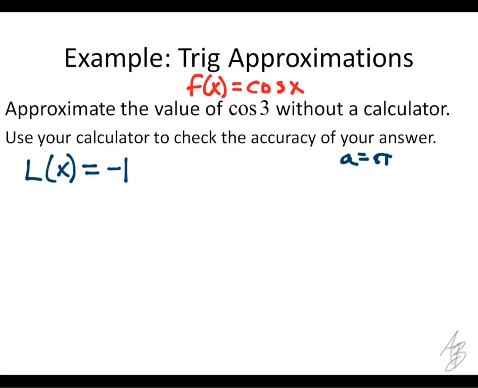Yes? How do we know what a is? We just picked an a value that we know the cosine of, as close to 3 as we could. So the only value close to 3 that I know the value of cosine at is pi. We could maybe try 3 pi over 4, which would be close to it also.